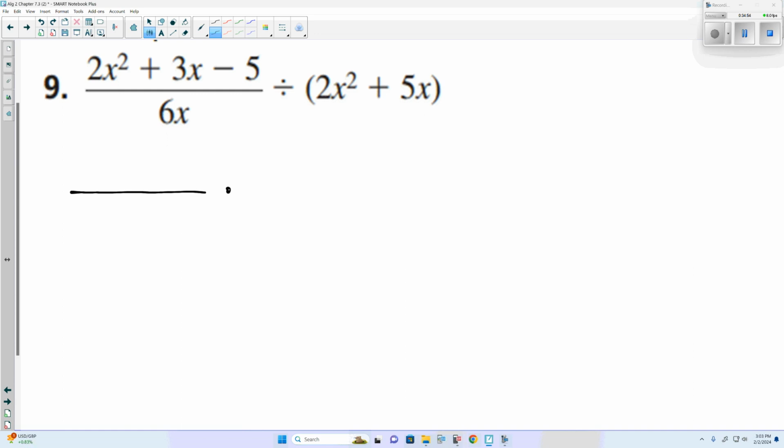Keep, change, flip. So our first one's going to be 2x squared plus 3x minus 5 over 6x. Flip, the new numerator is 1, and our denominator is 2x squared plus 5x. Keep change flip.